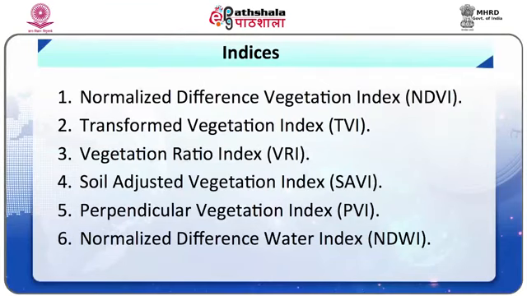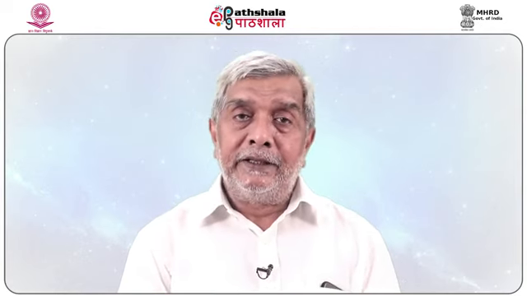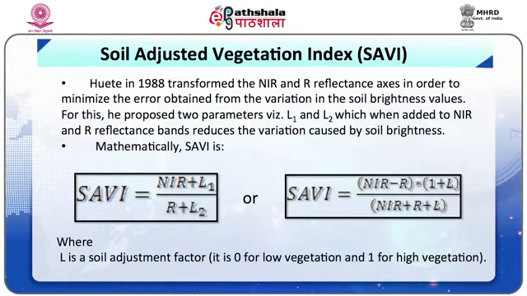The next index of significance is the Soil Adjusted Vegetation Index, known as SAVI. SAVI was developed by Huete in 1988. He transformed the NIR and R reflectance axes in order to minimize the error obtained from the variations in the soil brightness values. For this, he proposed two parameters, that is L1 and L2, which when added to the NIR and R reflectance bands, reduce the variations caused by soil brightness.